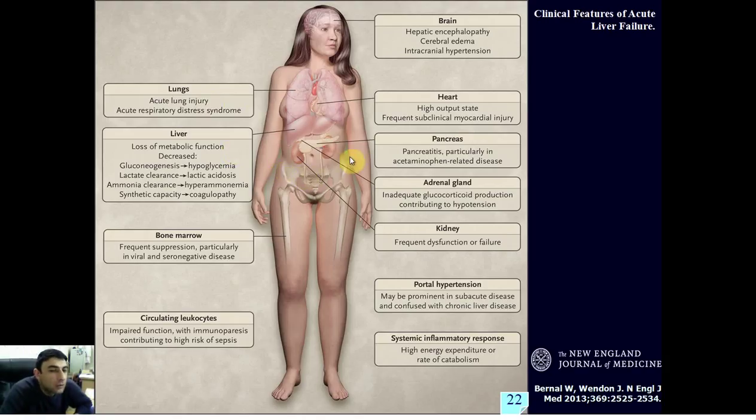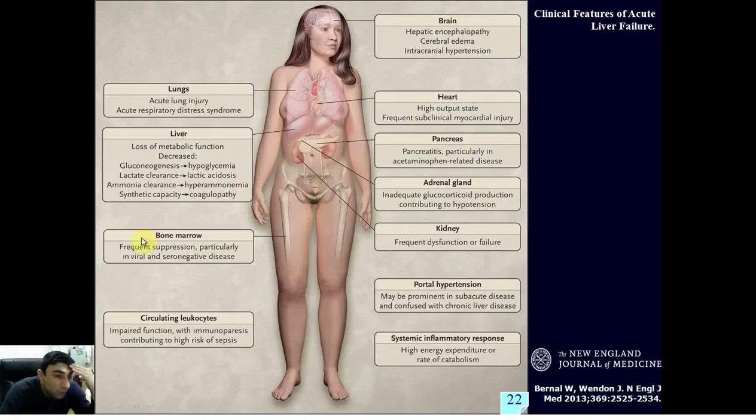For the adrenal gland, due to inadequate blood perfusion, we might have insufficient glucocorticoid production. Commonly we have kidney failure, pre-renal type, most commonly portal hypertension could be there. About this problem we will talk in more detail in chronic liver failure. We might have systemic inflammatory response, and one aspect of this is the problem with leukocytes, which do not have proper function. This is a very interesting issue, quite requiring specific considerations, how and why it happens, why they are impaired in function.